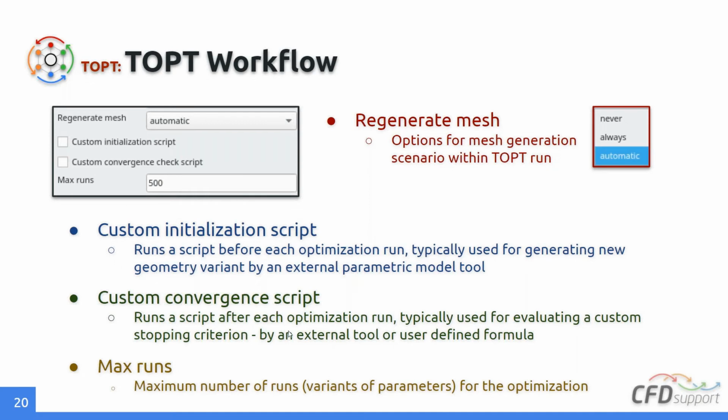The custom convergence script is run after each optimization run, and it can be used for evaluating a custom stopping criterion, or it can be used to connect with an external tool or user-defined formula. So typically, if you would like to use Dakota, you can import or connect this criterion from Dakota. And the max runs number is, I think, clear. It defines the maximum number of runs, so variants of parameters, for the optimization.